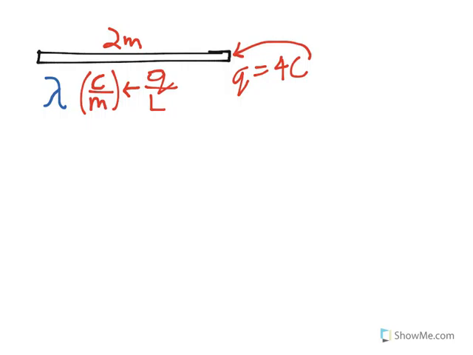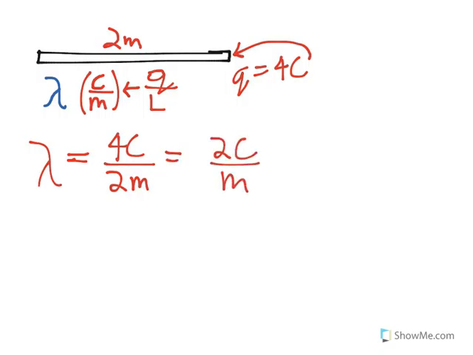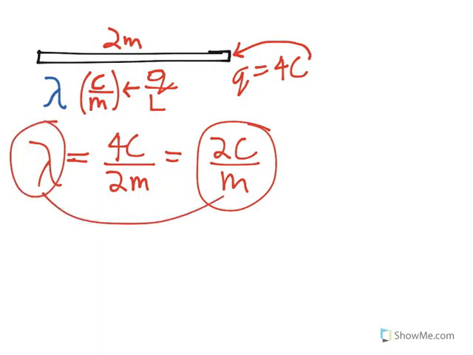What do we know about conducting wires? The 4 coulombs is going to spread out because the charge wants to be as far away as it can. So it's going to move throughout the wire and spread out as much as it can. So lambda, in this case, would be the charge, 4 coulombs, per length. So it's spread along 2 meters. And when you do the math, you get 2 coulombs per meter.